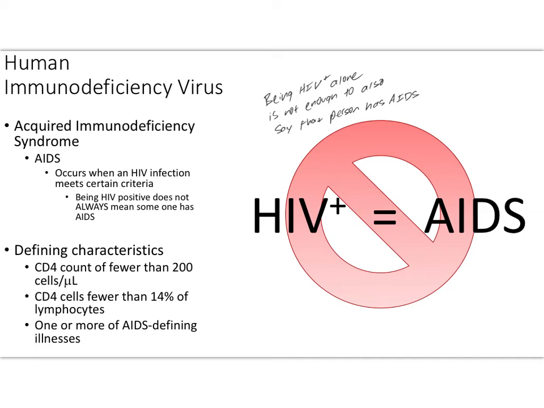If someone does have AIDS, they are HIV positive. But again, one more time, being HIV positive alone does not necessarily mean someone has AIDS. And these days, if someone has access to medication, they will very likely be able to control their HIV infection to the point that it will never progress into AIDS. They can live what we would consider a relatively normal life. They can have children if they would like to, and they will live a pretty standard human lifespan.